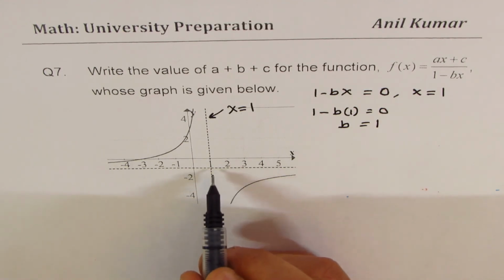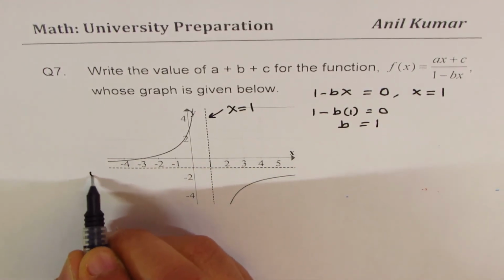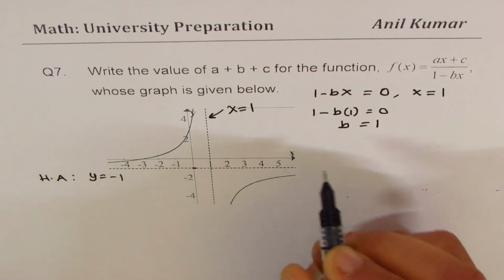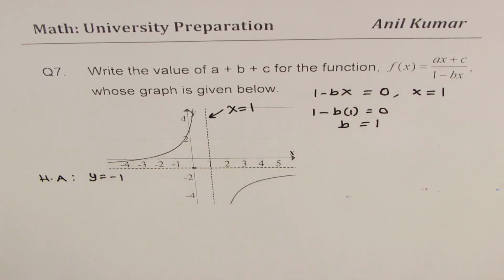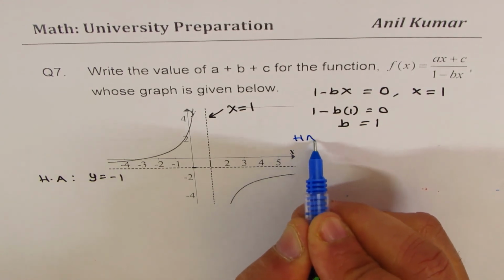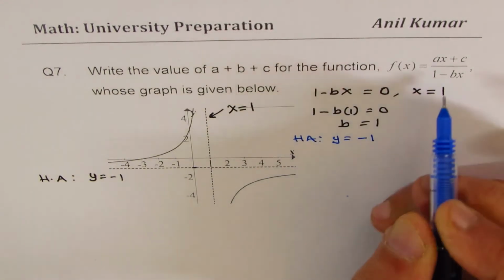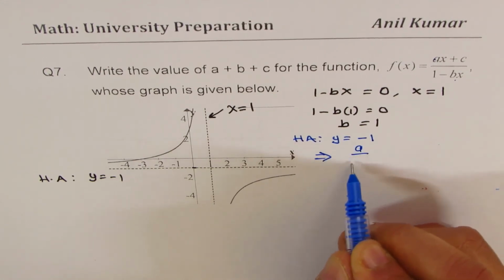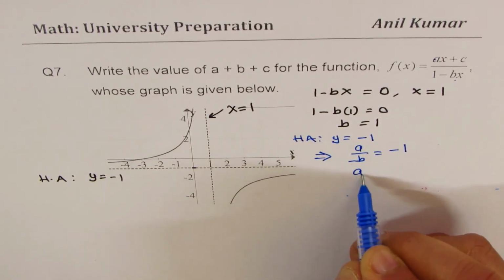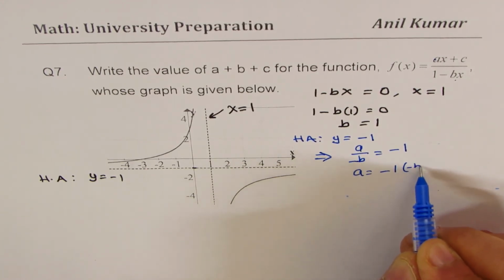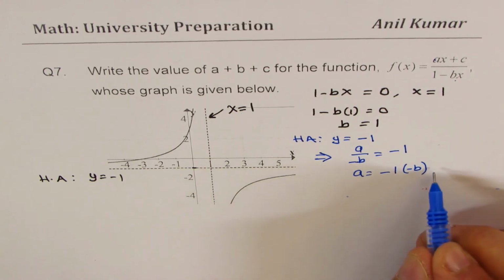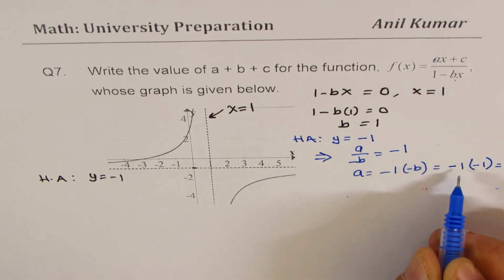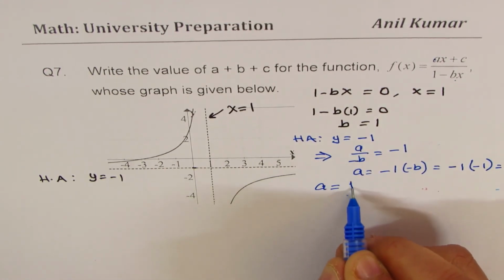Now the horizontal asymptote here is in fact minus 1. So y equals minus 1 is the horizontal asymptote. Let's analyze the horizontal asymptote, which is y equals minus 1. That means the ratio should be minus 1. So this means that a over minus b is equal to minus 1. So a equals minus 1 times minus b. Since b is 1 for us, we could write this as minus 1 times b, which is minus 1. That gives me the value of a as positive 1. So we get a equals positive 1.